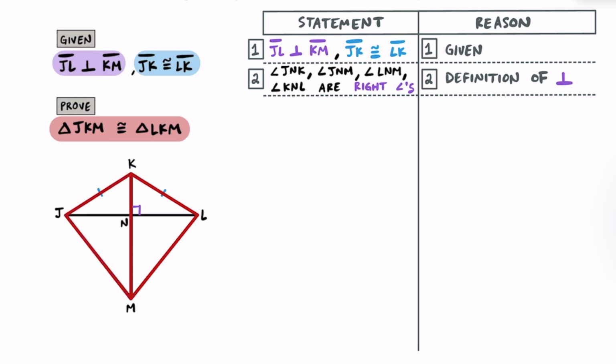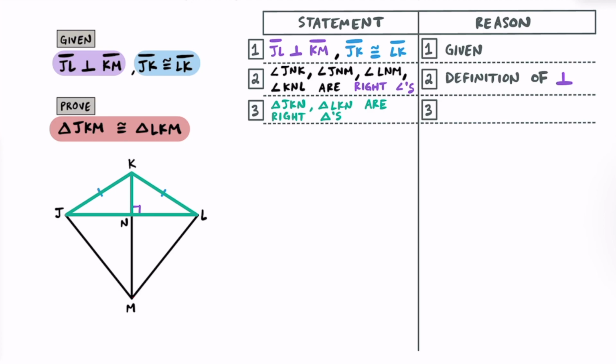Now I know we're trying to prove that triangle JKM is congruent to triangle LKM, but I don't think that we have enough information to do that right away. However, instead, I think we can start with 2 other triangles that we know a little bit more information about, and then hopefully use that information to deal with those bigger triangles. Now, can you see which 2 triangles we might want to start with first? If you were thinking of triangle JKN and triangle LKN, those are the 2 triangles I was thinking of too.